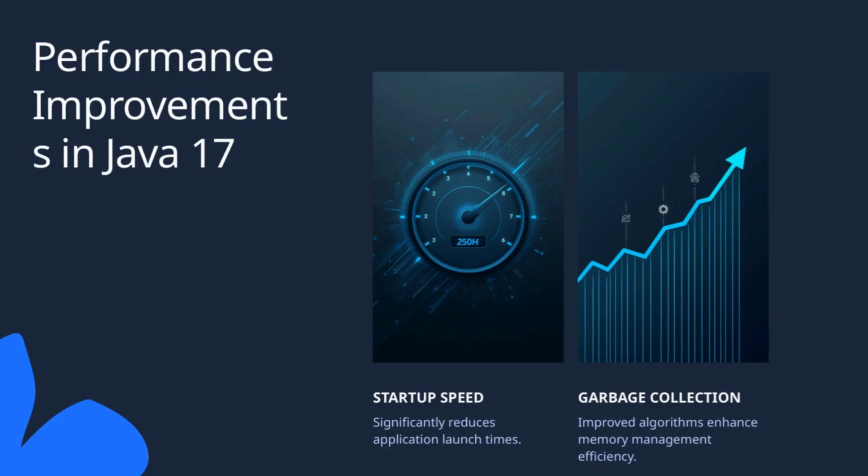All of these improvements tie back to our overall goal of enhancing performance in Java 17. By refining how memory is managed, we're not just making individual features better. We're creating a more responsive, efficient environment for developers and users alike.